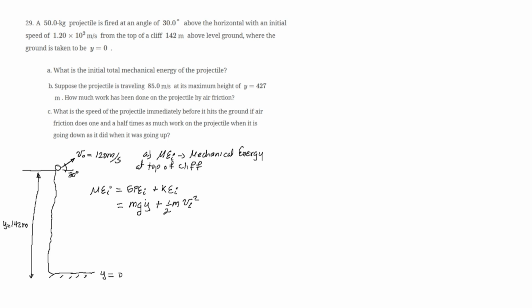We know the mass of the projectile is 50 kilograms, so mechanical energy initial is equal to mass, 50 kilograms, times gravity, 9.8 meters per second squared, times y, 142 meters, plus the kinetic energy, that is one half, the mass, that is again 50.0 kilograms, times the square of the speed. This is 120 meters per second.